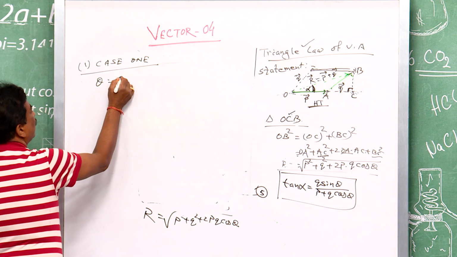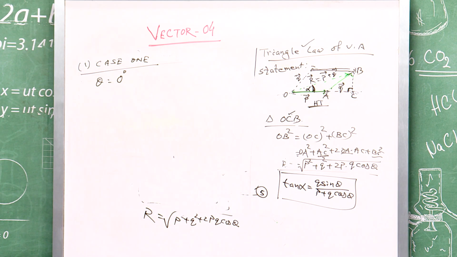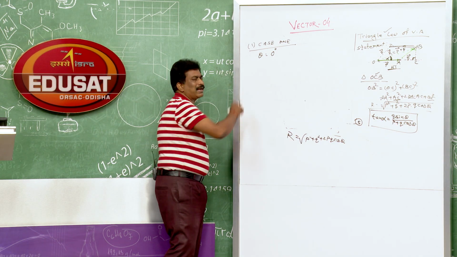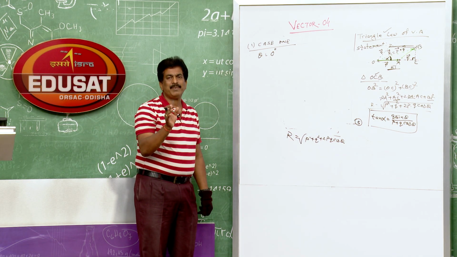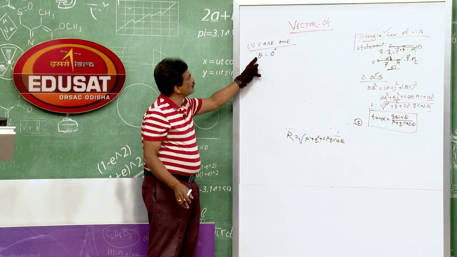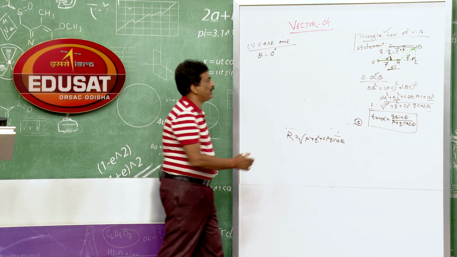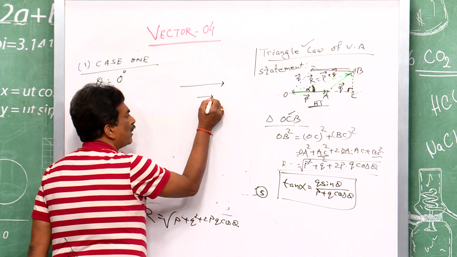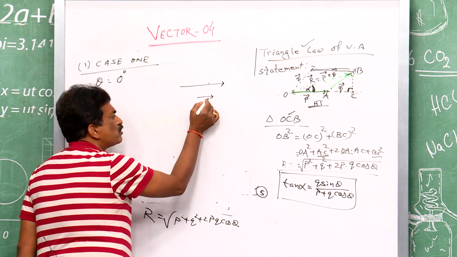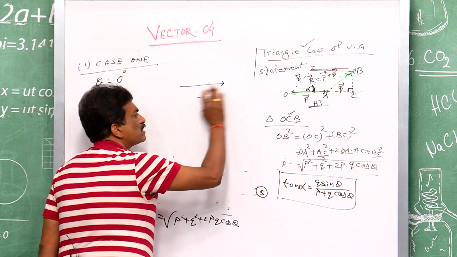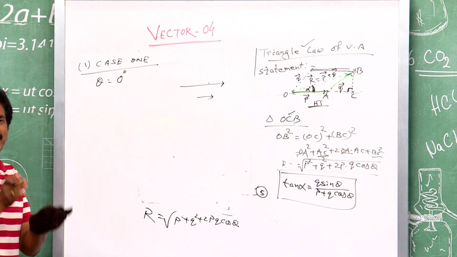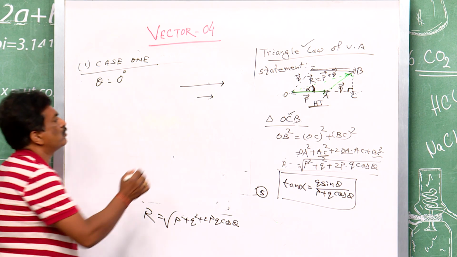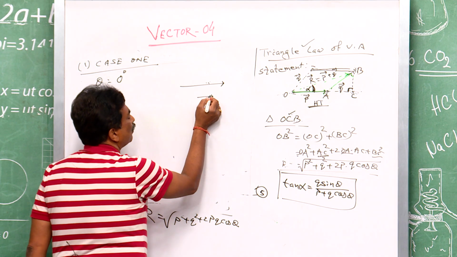For that, theta is equal to 0 degree. So what is the meaning of theta equal to 0 degree? Theta is the angle between the vectors. If the vectors have an angle of 0 degree, if this is one vector and another vector is likewise, then these two vectors are directed along the same direction. When the vectors are directed along the same direction, the angle is 0. So here the vectors are parallel.